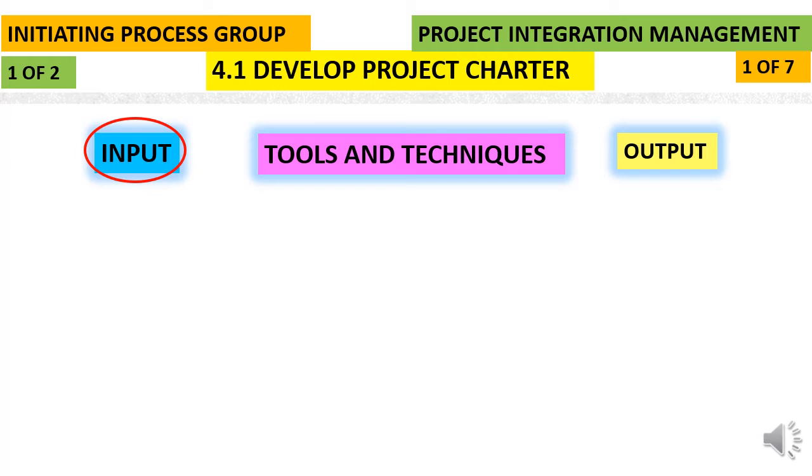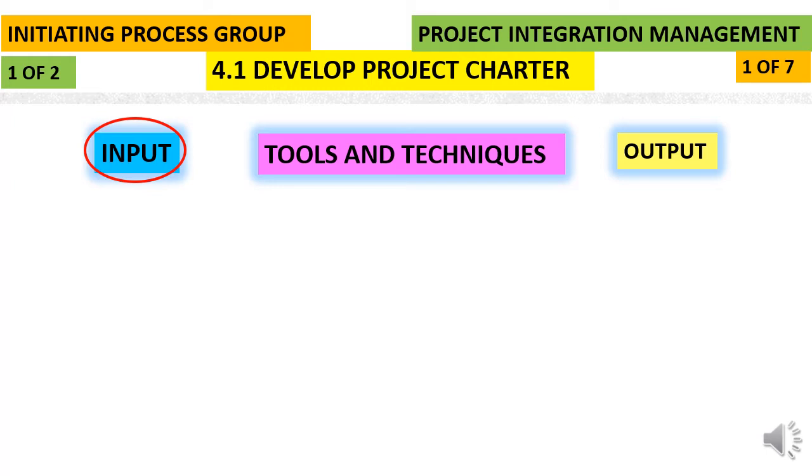So the process name is develop project charter. There is a number given, 4.1. So this specifies the first process. The first number, 4, depicts the integration management knowledge area, and the second number after the decimal refers to the process number or the process sequence under the same knowledge area. So 4 talks about the integration management knowledge area, and 1 says that this is the first process in the integration management knowledge area. The name of the process is develop project charter.